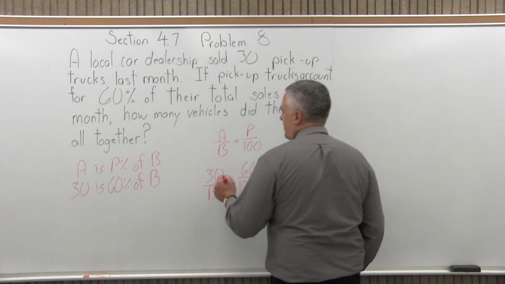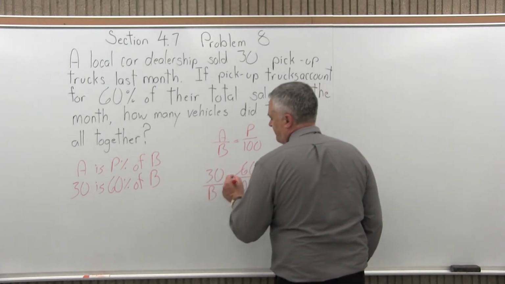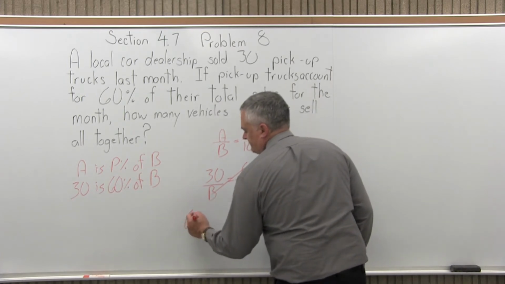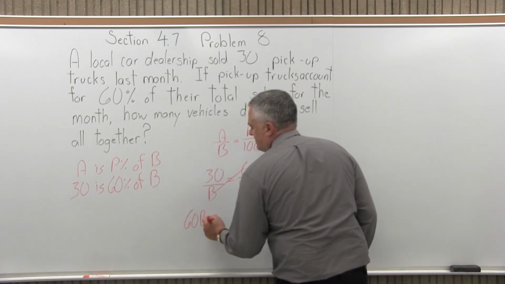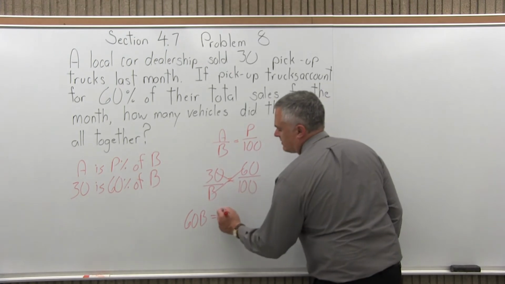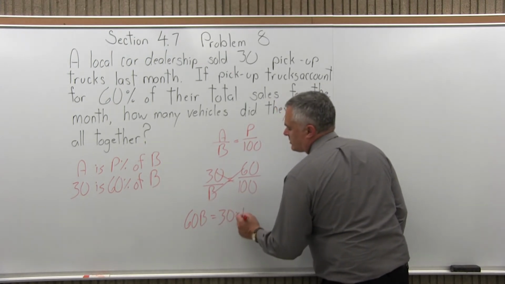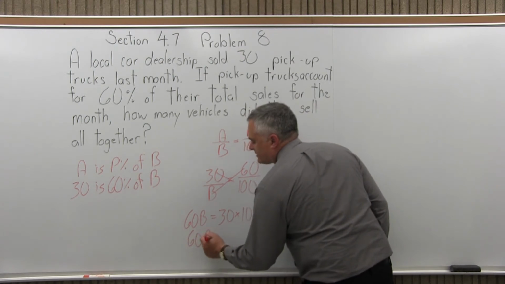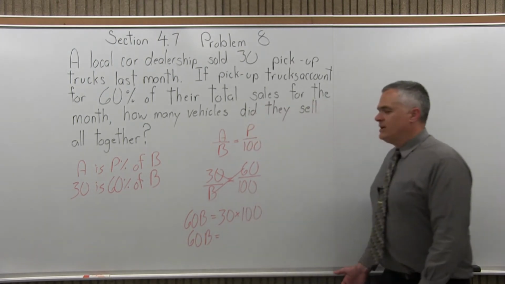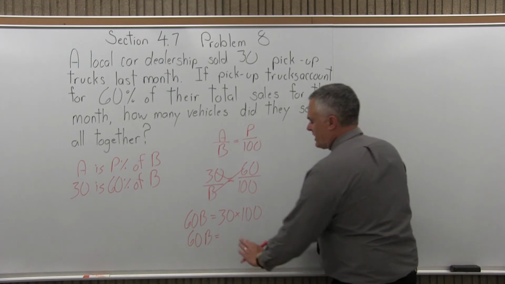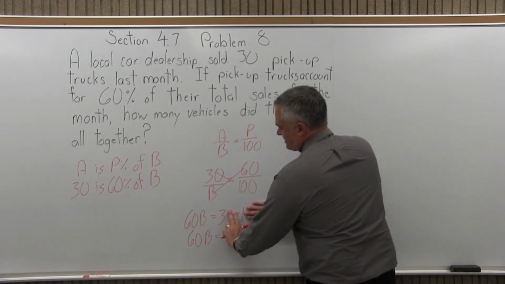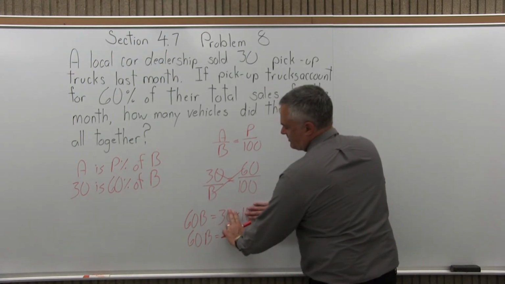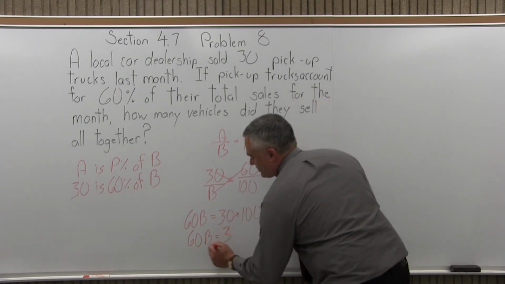And the way I do that is I cross multiply. 60 times B is 60B. And then the other way, I have 30 times 100. That's going to be 3,000. How do I get that so fast? Those are big numbers. Essentially what I do is I just ignore the zeros. I really have, in terms of non-zero multiplication, 3 times 1. That's very easy. 3 times 1 is 3.